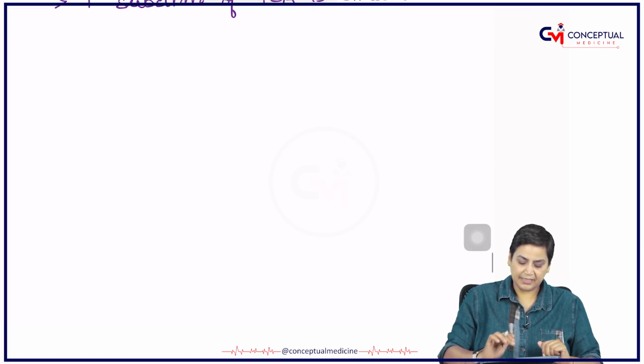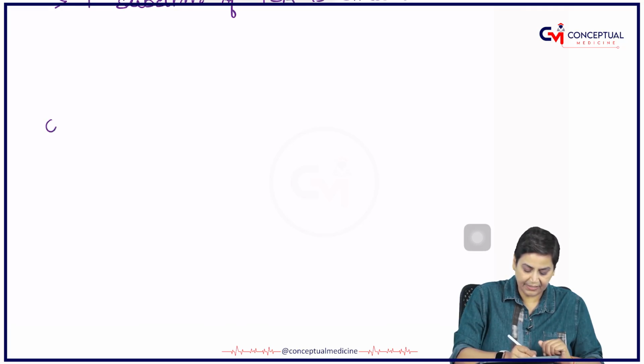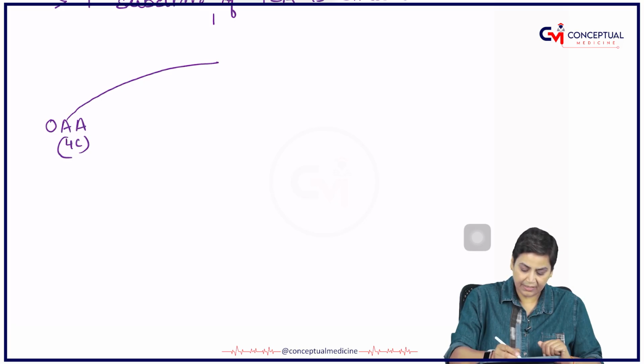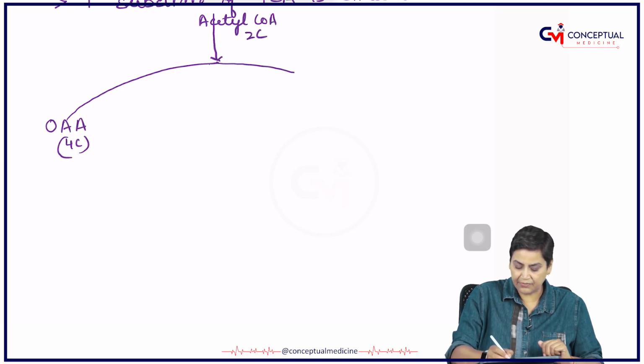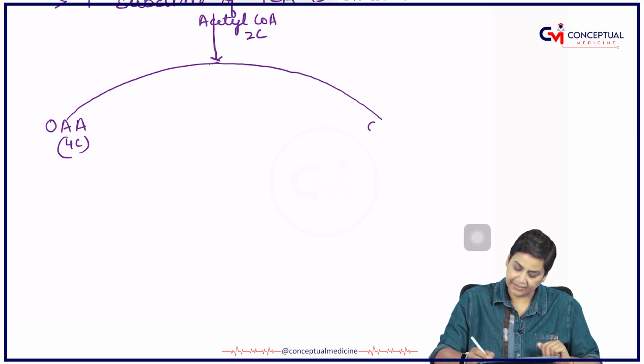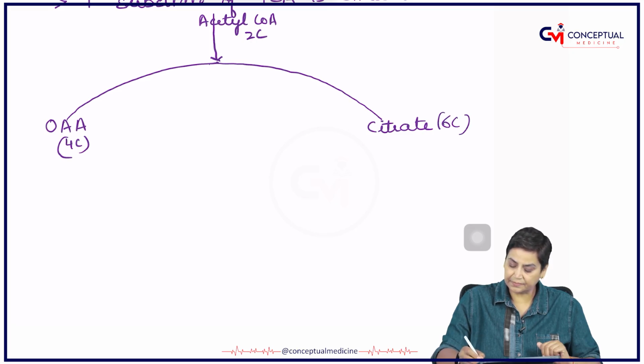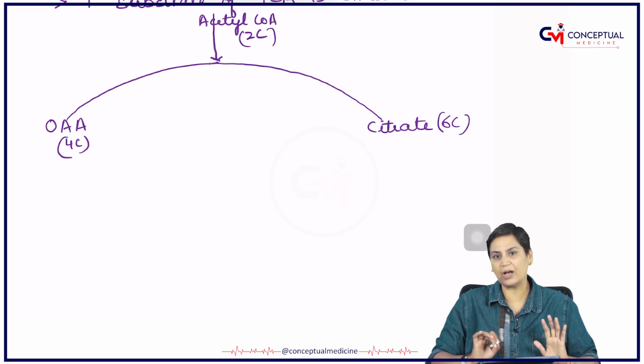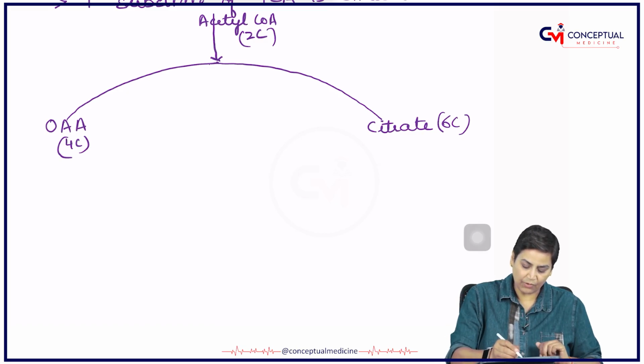Now what happens is that this oxaloacetic acid, which has 4 carbon atoms, will combine with acetyl coenzyme A, which has 2 carbon atoms, to form citric acid or citrate, which has 6 carbon atoms. Right, 4 plus 2, 6. So this is a simple condensation reaction. And the name of the enzyme here is citrate synthase.